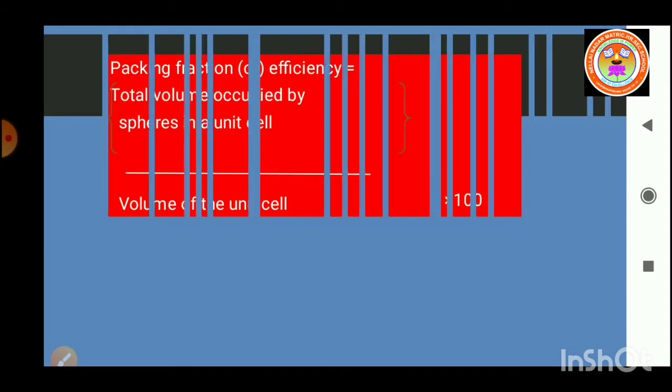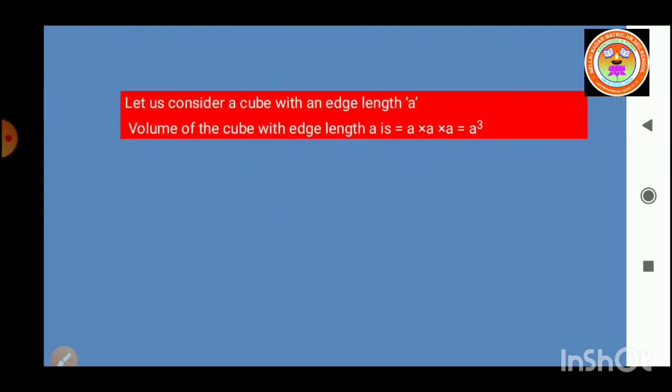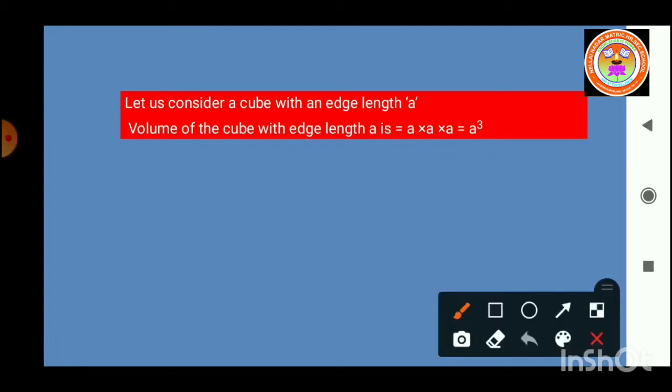Now clear? So let us consider a cube, that is a cubic unit cell, with edge length a. In a cube, a is equal to b is equal to c. So the volume of the cube with edge length a, replacing b and c also with a, is a into a into a, that is a cube.